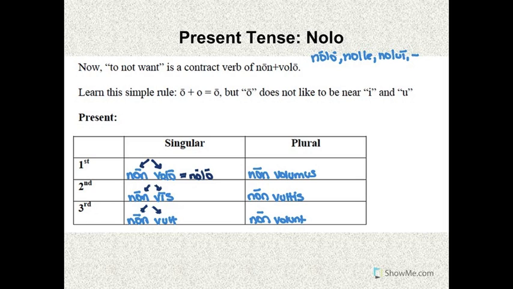What do you think for non volumus, the first person plural? Yeah, this can contract. We have the O in non and the O in volumus, so we're going to have nolumus. For the second person plural, we're going to leave these as is, 2 separate words, since non and vultis cannot contract. However, for the third person plural, they can contract, and we get nolunt.